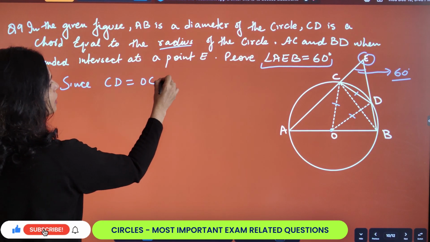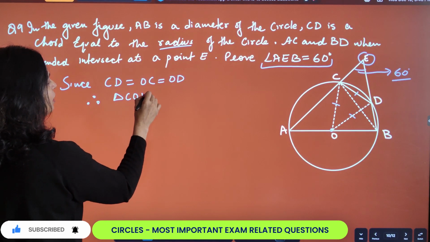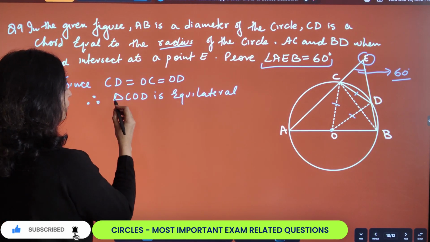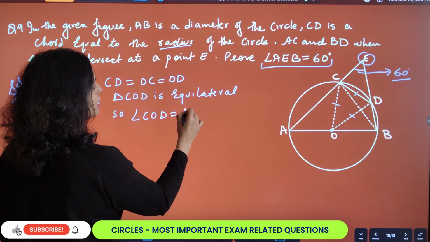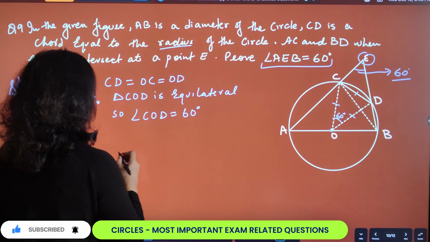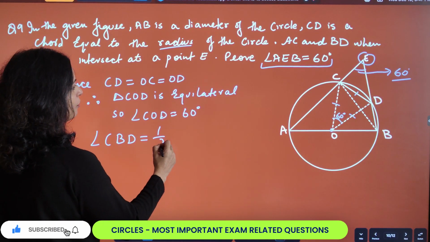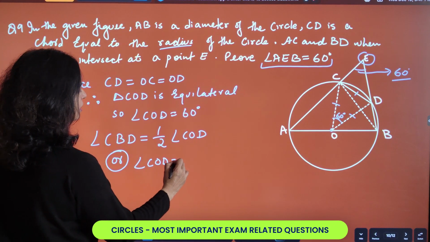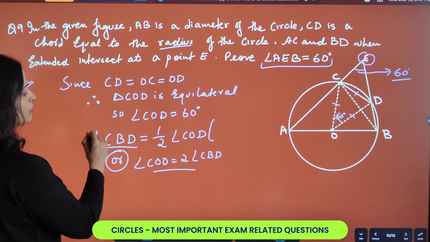Okay, so here since CD is equal to OC is equal to OD, therefore triangle COD we can say is an equilateral triangle. Okay, equilateral means what we can say, angle COD will be equal to 60 degrees. In an equilateral triangle, all the angles are equal, that is 60 degrees, right? Now we can say angle CBD is equal to half of angle COD, or same property I can write, angle COD is double of angle CBD.